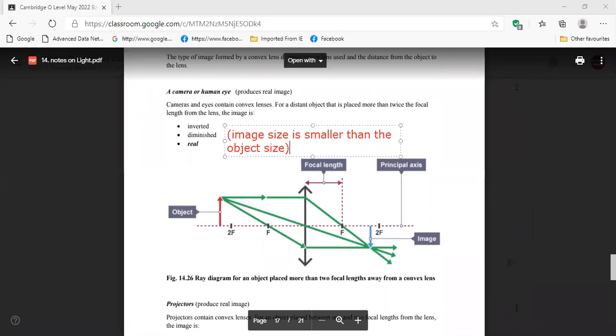You can see in the sky the bird or aeroplane. You see it very small, right? Why is it? Because of this, the image size is diminished. Image size is smaller than the object size. Is it clear now? Yes, sir.